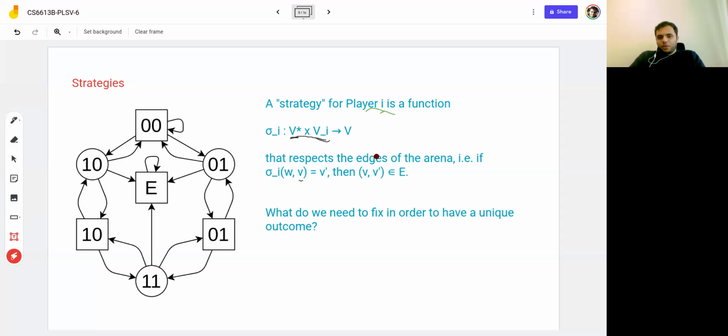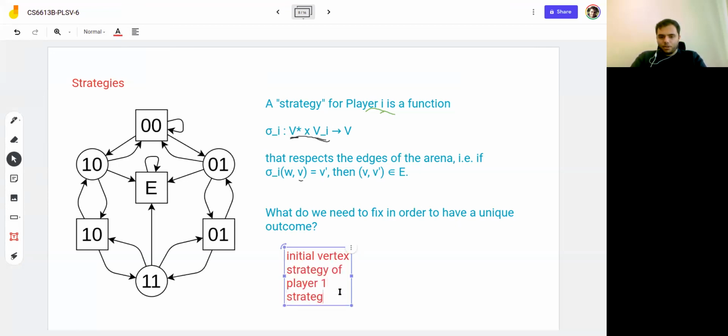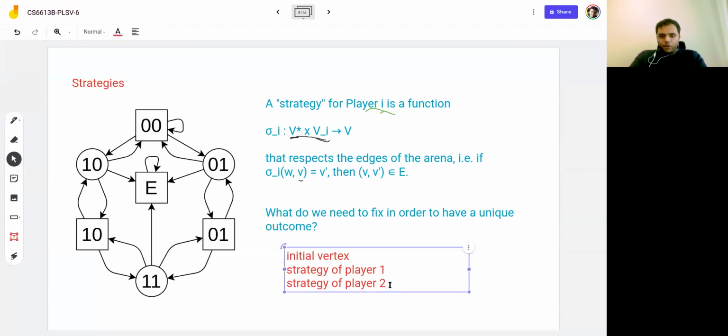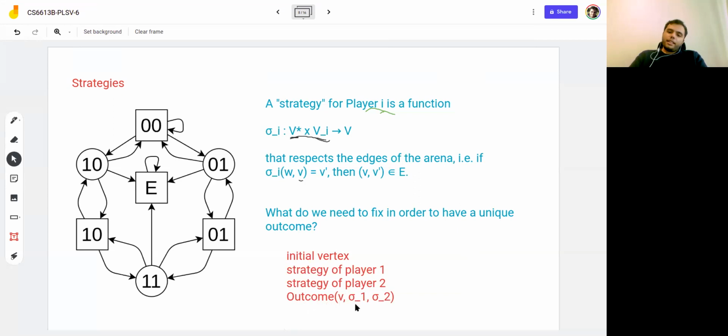Not necessarily, because we have to also fix the initial state. So if we fix 3 things, the initial vertex, the strategy of player 1 and the strategy of player 2, then of course the game proceeds in a very deterministic manner and we have a unique outcome. And again, if the strategy of player i is sigma i, I will show this unique outcome by outcome of v, sigma 1, sigma 2. So this basically means the infinite path that is obtained if we start the game at vertex v, and if player 1 follows strategy sigma 1 and player 2 follows strategy sigma 2.